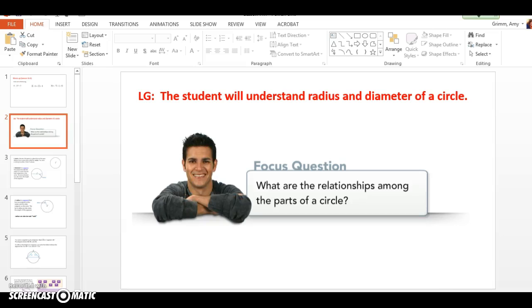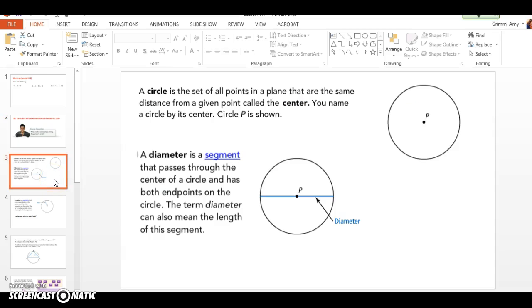Topic 11, another geometry topic, which you guys seem to like. Our learning goal today: students will understand radius and diameter of a circle. Have you guys heard of those terms before? Yes? Do you know what they mean? So we've heard of them, we just don't know what they mean, which is cool. Okay, all right. So next slide is going to kind of tell you what they are.